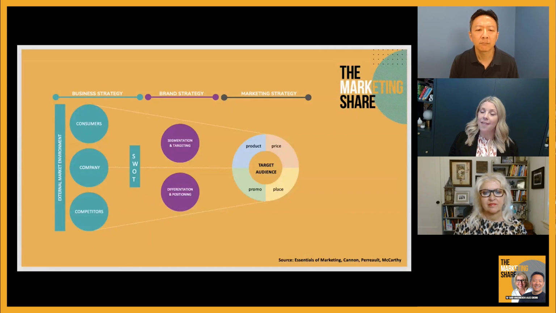And then the next step is really about positioning, and that is rooted in differentiation. So now that you understand who your company is, what you're best at, who the competition is, what they're doing, and who your consumer is, the intersection of those things allows you to position your brand in a way that's very differentiated from the competition. And that differentiation is really important. That's kind of the foundation of this piece.